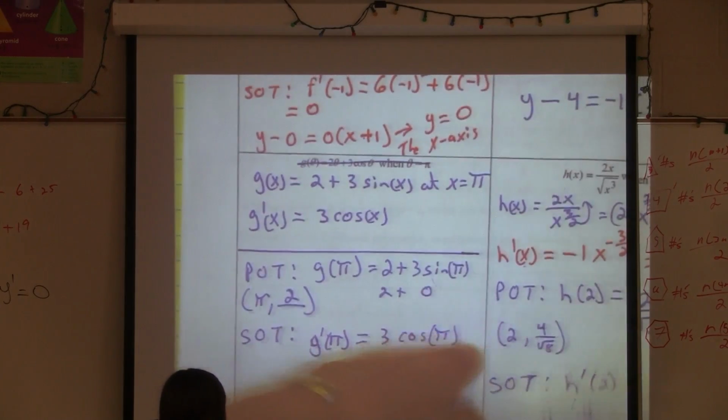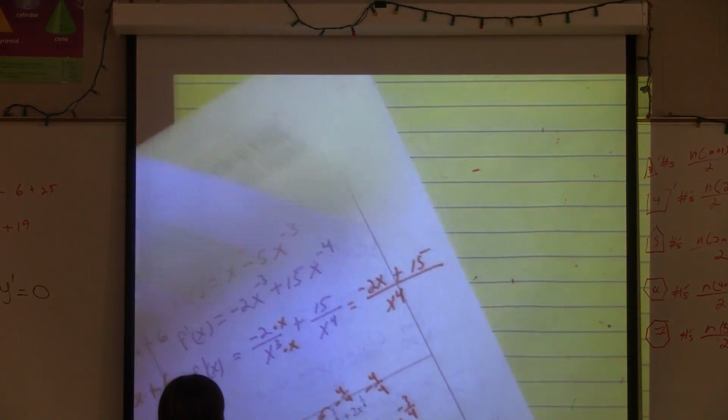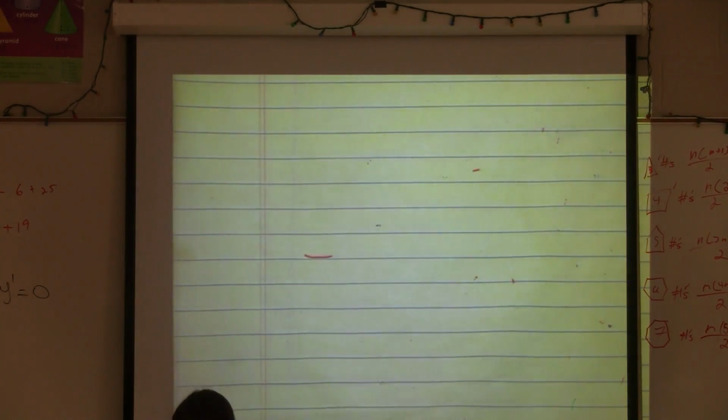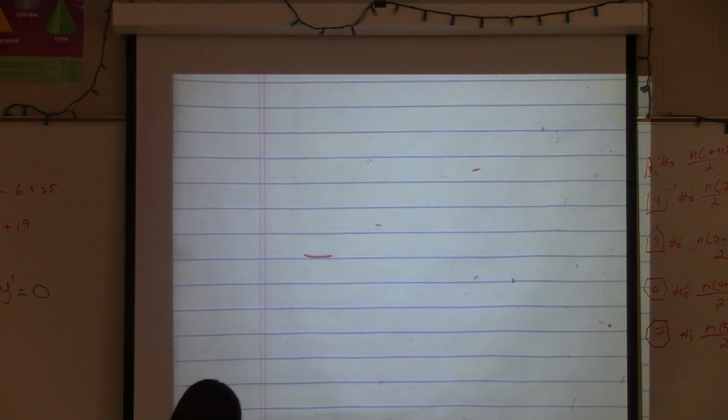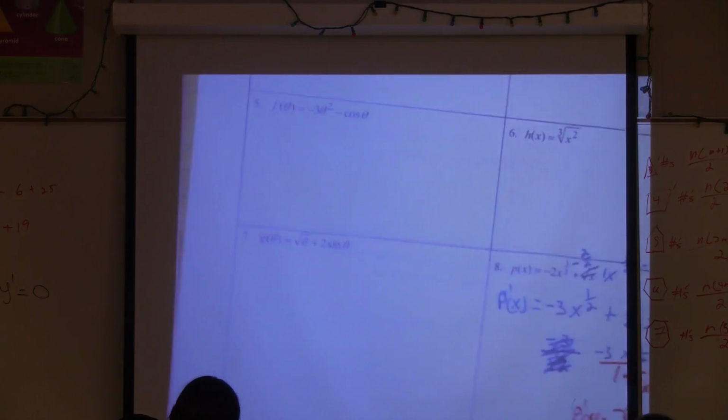Okay? Don't forget, what's the normal line? A line that is perpendicular to the tangent line at what particular point? At the point of tangency. Very good. Okay, so go to your assignment and let's practice a couple more before we do the last part of the notes.